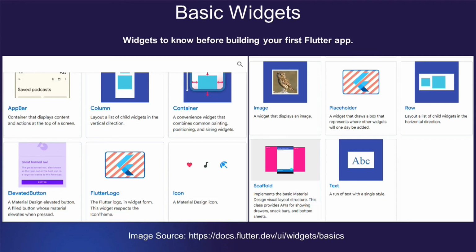Similarly, column is a layout, a list of widgets in the vertical direction, while row is a layout which lists child widgets in a horizontal direction. Similarly, icon is a Material Design icon and scaffold implements the basic Material Design visual layout structure, and this class provides API for showing drawers, snack bars and bottom sheets. These are called basic widgets and we must know these widgets before building our first Flutter app.